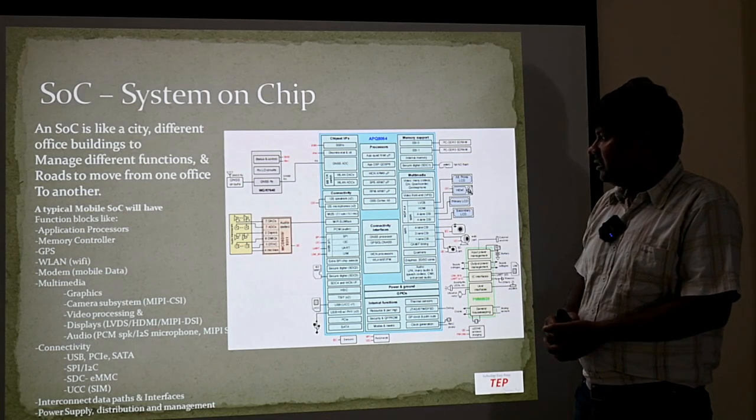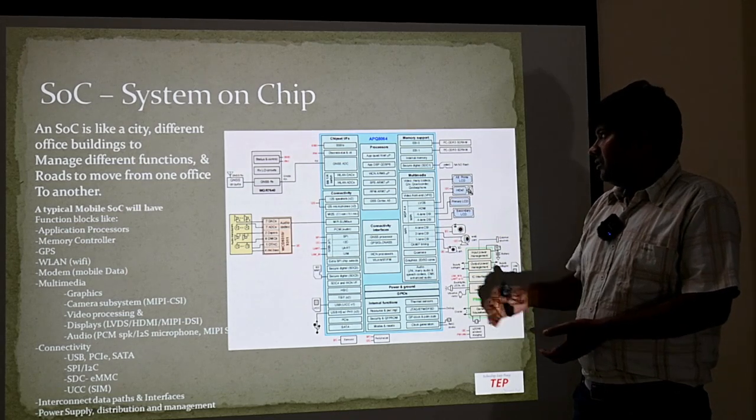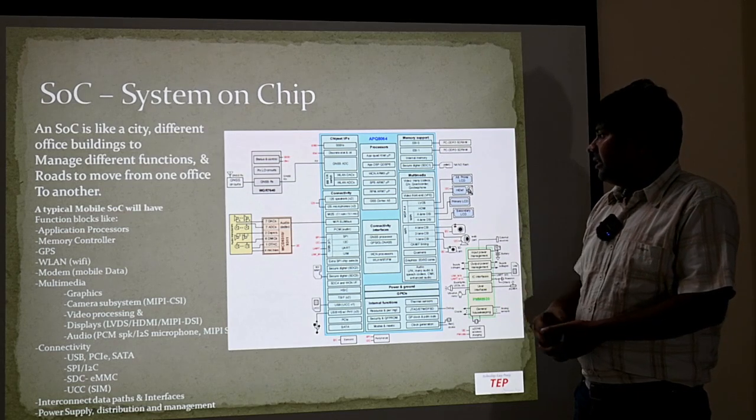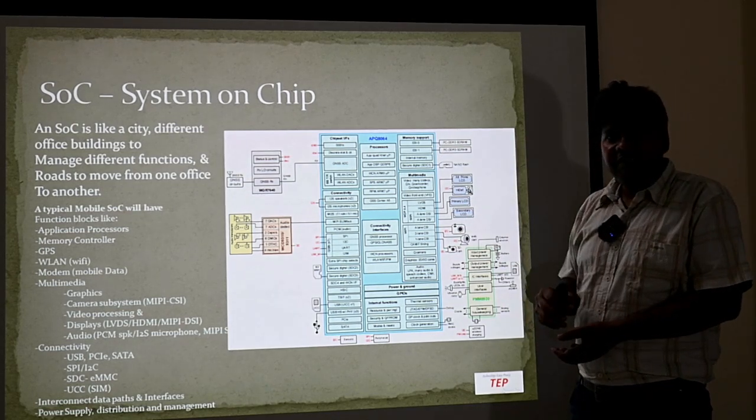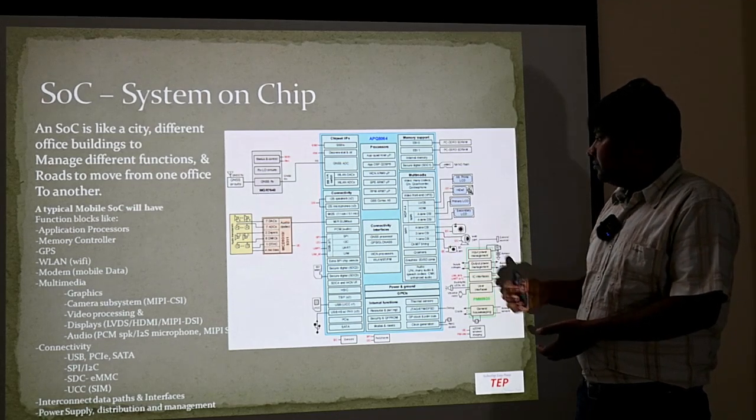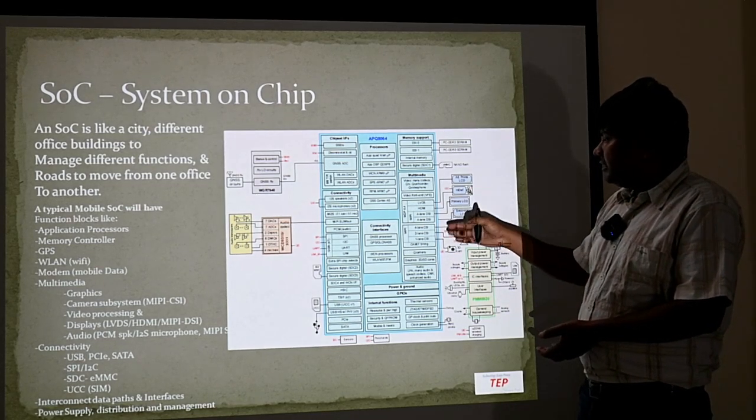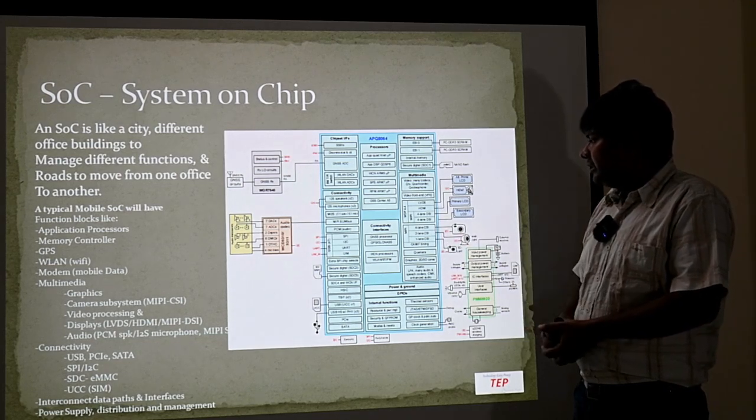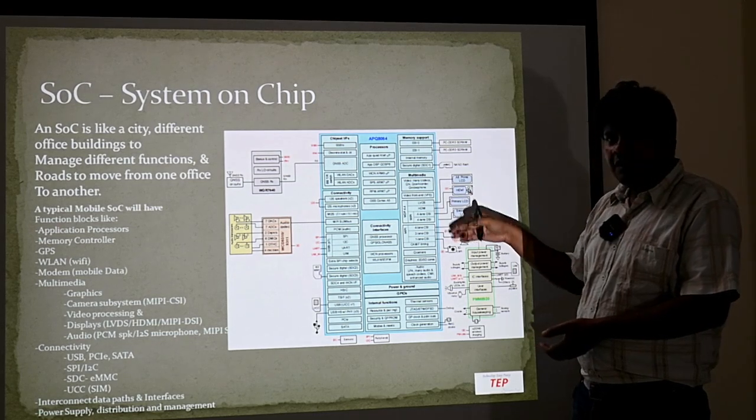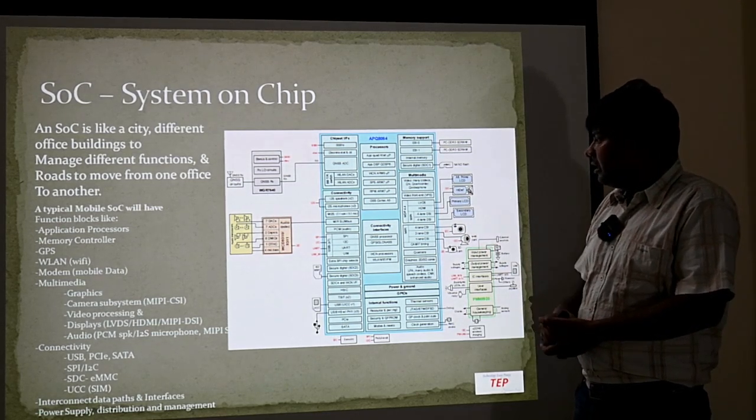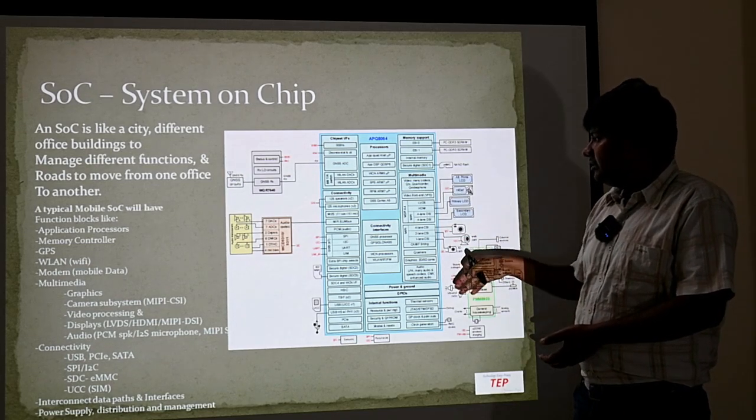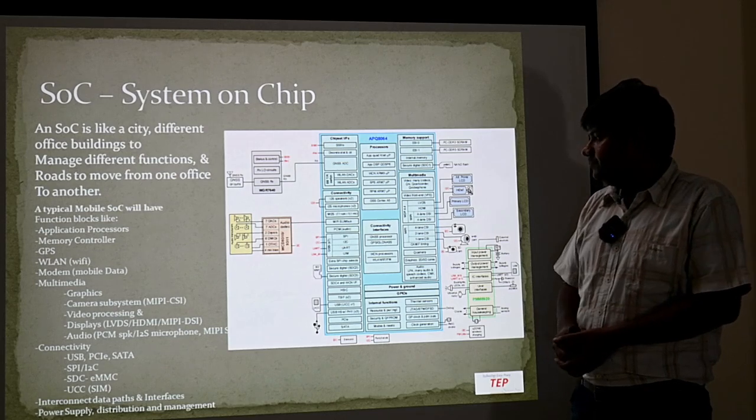But let's discuss what an SOC looks like. There can be processors, memory controllers, and multimedia units. In multimedia there will be an audio subsystem, a camera subsystem, display output related blocks, display pipes, JPEG encoder decoder, video encoder decoder, and multiple hardware accelerators for multimedia.